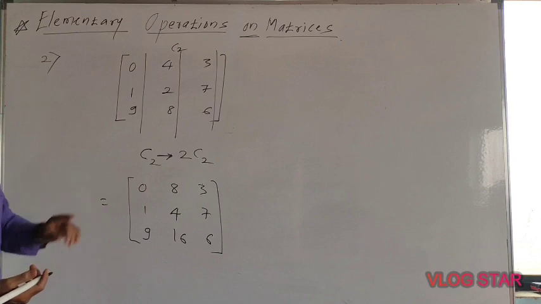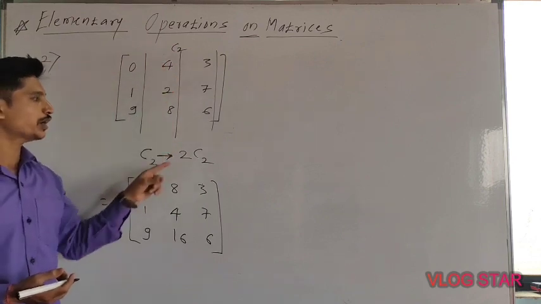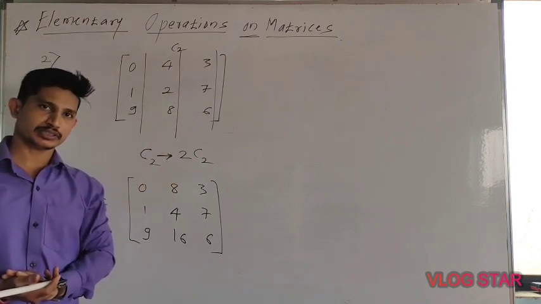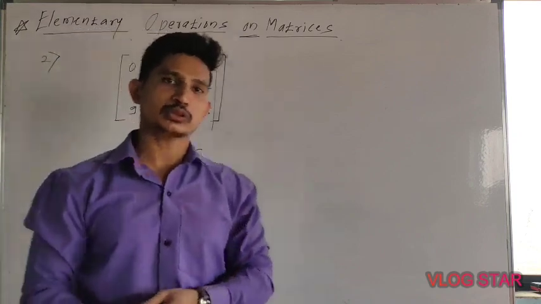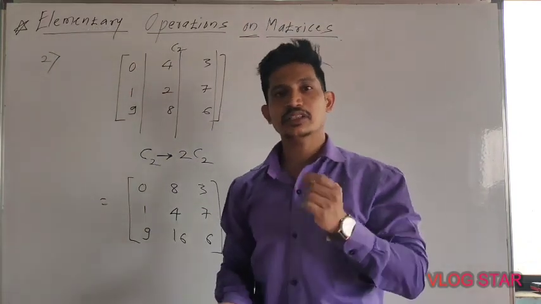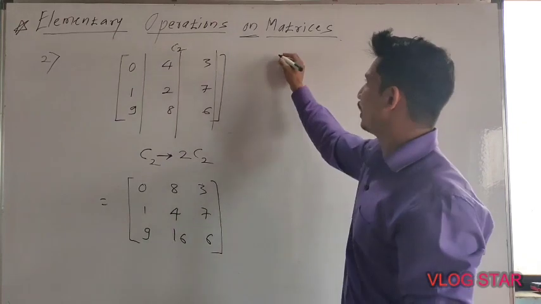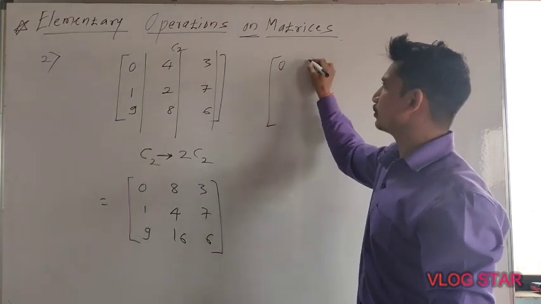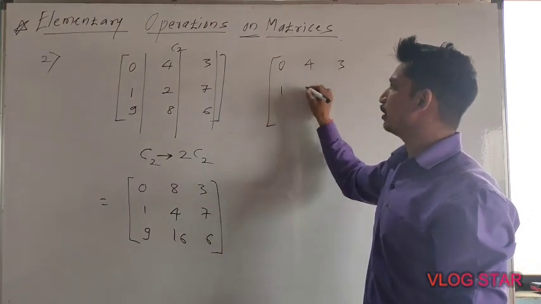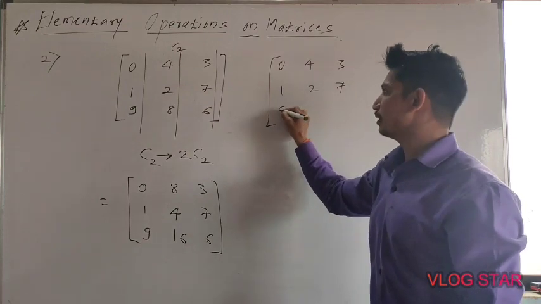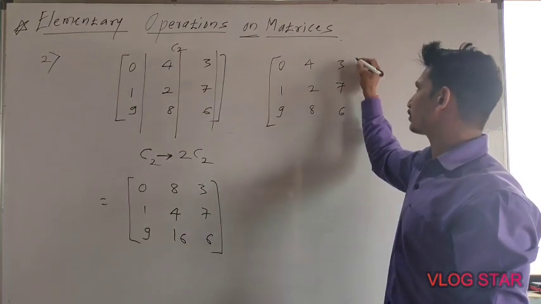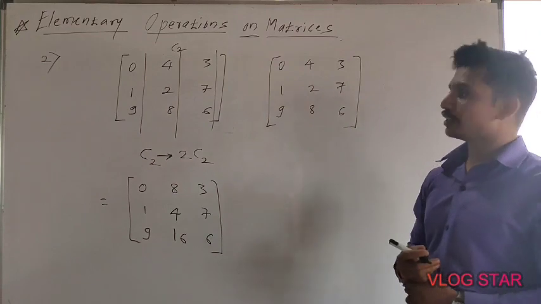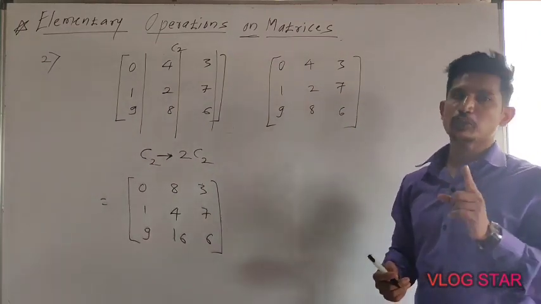So see that I have multiplied column 2 by a non-zero number. You can multiply the row also, in a similar way. So let's see here. I will write the same matrix: 1, 4, 3, 1, 2, 7, 9, 8 and 6. I told you that you can multiply the row also.